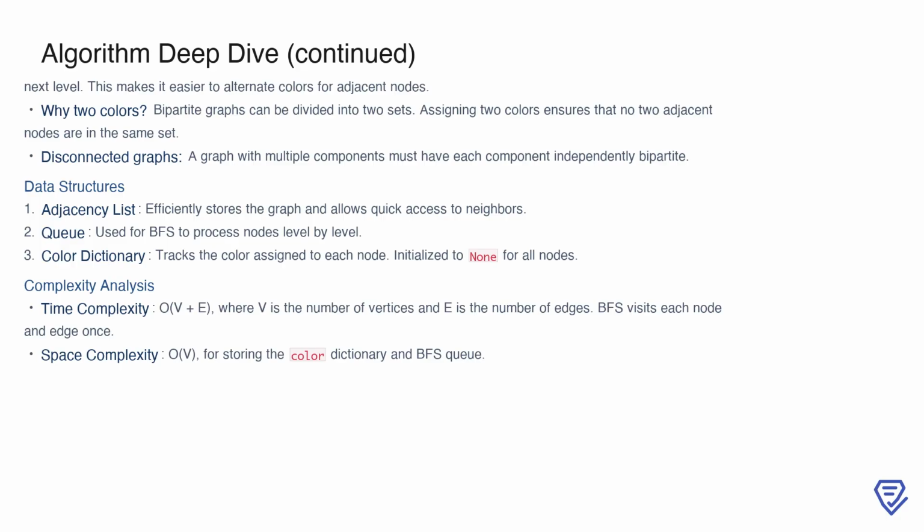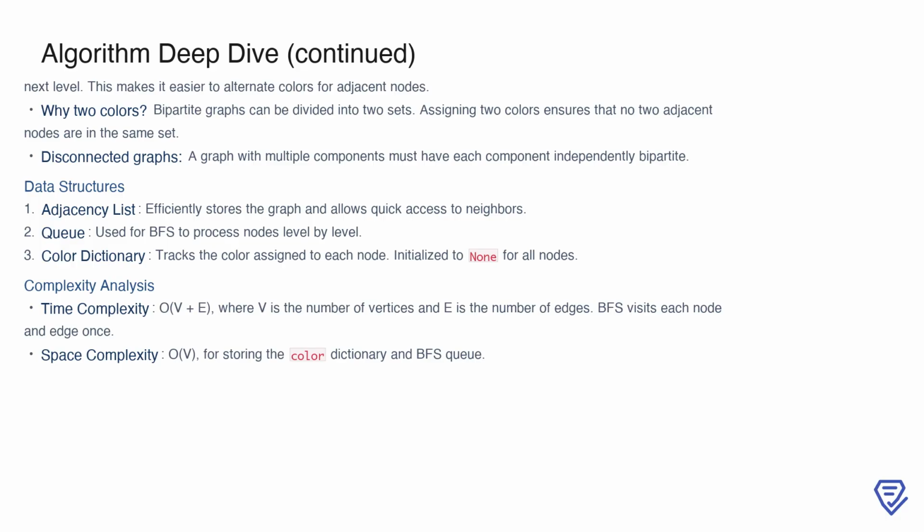The algorithm relies on three main data structures: the adjacency list, which efficiently stores the graph and provides quick access to neighbors, the queue, which supports BFS by processing nodes level by level, and the color dictionary, which tracks the color assigned to each node, starting with all nodes initialized to None.